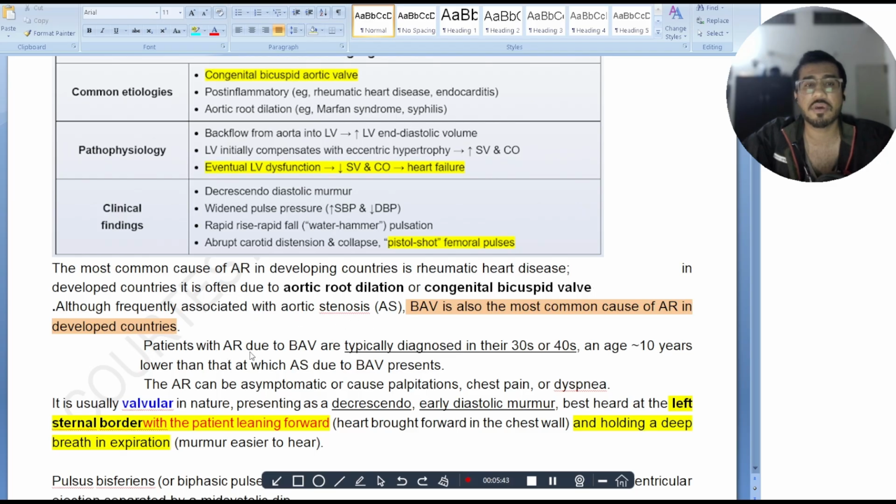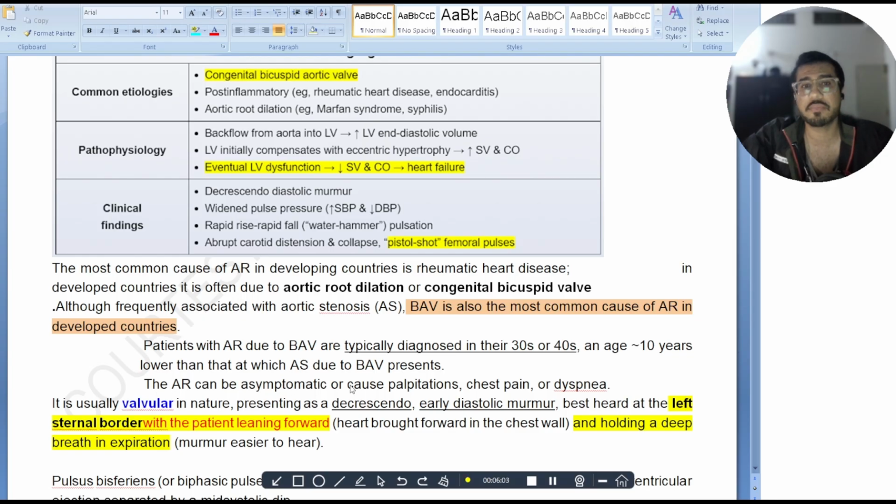AR due to bicuspid aortic valve is typically diagnosed in the 30s, 40s, an age 10 years lower than that at which AS due to BAV presents. AS presents 10 years later. I told you guys, initially it's going to cause regurg. After 10 years, the stenosis would happen due to calcification.